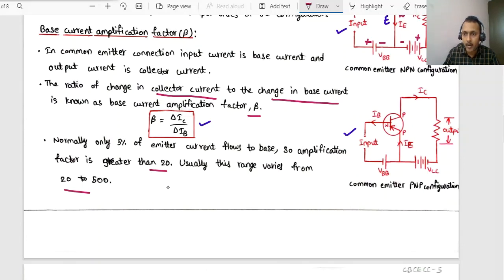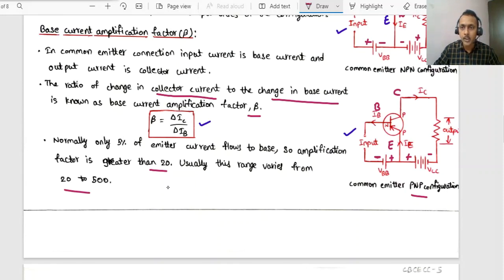This is the circuit diagram for PNP configuration. This is the emitter, this is the base and this is the collector. The base terminal is connected to the negative terminal and the emitter is connected to the positive terminal. Now the P collector is connected to the negative terminal and the emitter to the positive terminal. Across emitter base we are giving the input and across emitter collector we are taking the output.